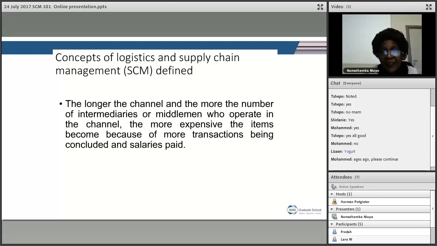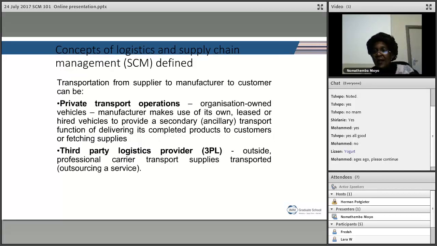The longer the channel and the more the number of intermediaries, who used to be referred to as middlemen, who operate in the channel, the more expensive the items become because of more transactions being concluded and salaries paid. Remember, everybody at each stage will be requiring to add value, get something out of it.